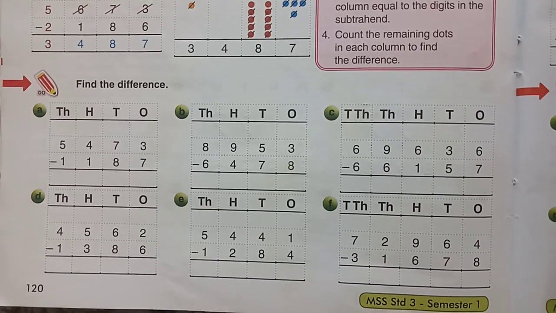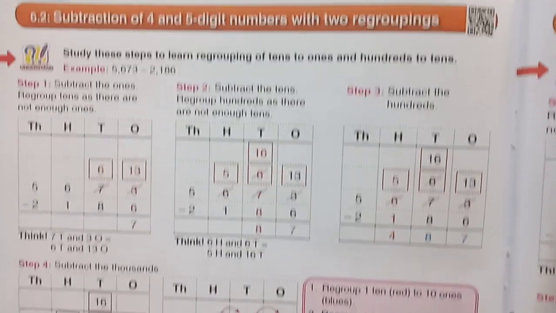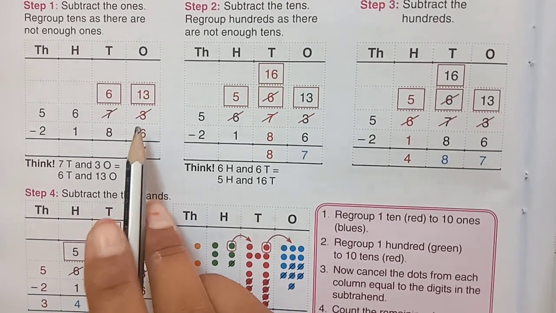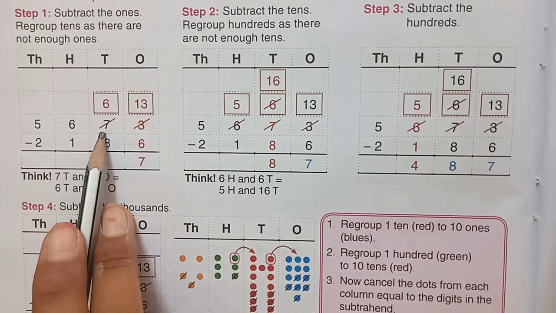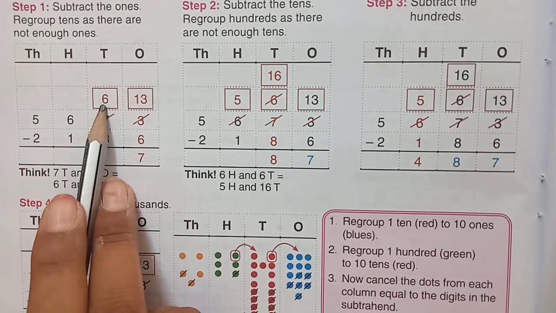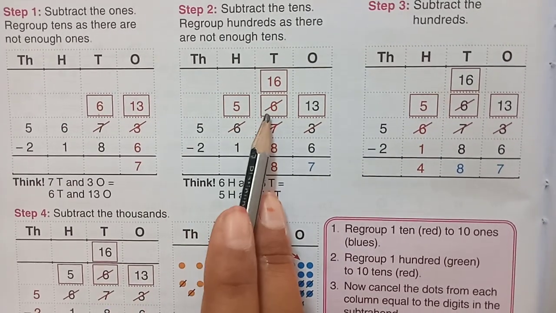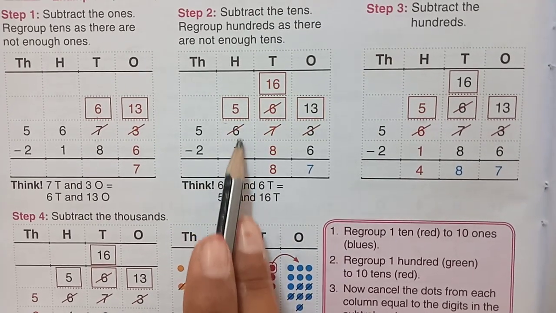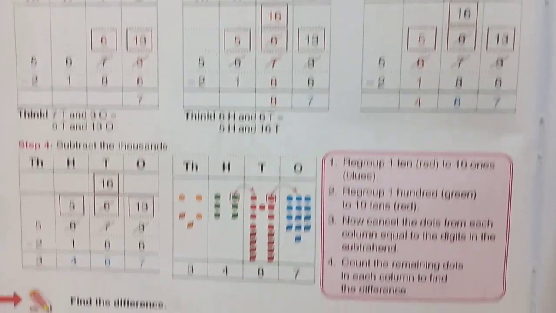See children, page number 120. Exercise 6.2, subtraction of 4 and 5 digit numbers with 2 regroupings. We already learned this example on the board. First we had to regroup the ones place. By taking the carry, 3 became 13, and by giving carry, 7 lost one place, 7 became 6. We cannot subtract a bigger number from a smaller number. Then once again we had to regroup 6 as a 16 by taking carry, and by giving carry, 6 lost one place, it became 5. Then we had to subtract the number.